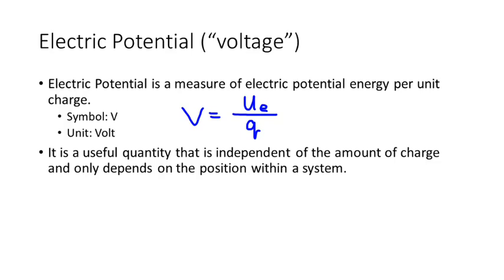The way that we typically measure energy in electric circuits is with a term that's referred to as electric potential. Because the unit is a volt, electric potential is often referred to as voltage. And electric potential is simply a measure of the potential energy per unit charge. So you can write a real simple equation like V equals U over Q, where U is a symbol for potential energy and Q is a symbol for charge. It's a useful quantity that is independent of the amount of charge. It only depends on the position within the system.